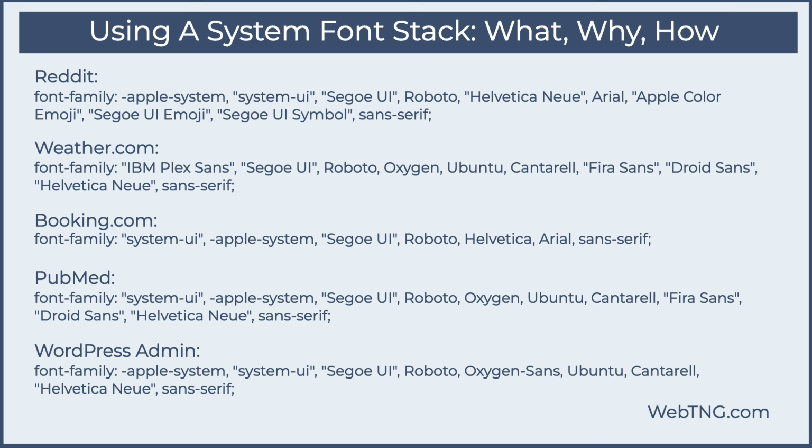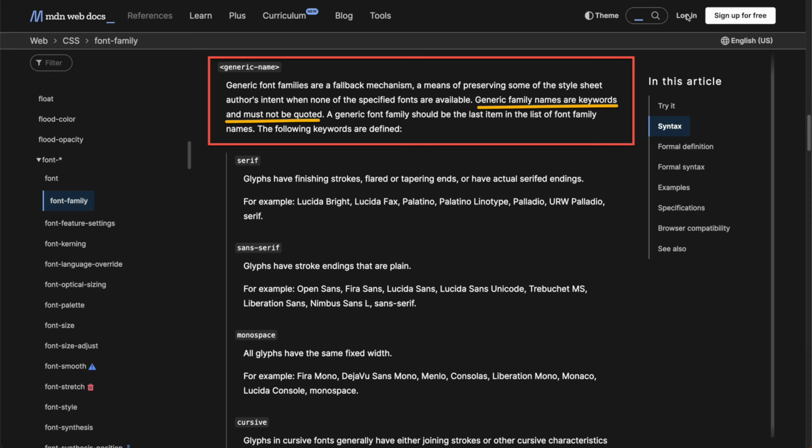I want to show you what I chose and explain that. But before we go on to the next slide, take a look at the System UI syntax that Reddit, Booking.com, PubMed, and WordPress admin have. You notice that it's in double quotes. And if you look at a large number of big sites all over the internet, you'll find that it's in double quotes. However, if we look at the documentation on the Mozilla Developer Network, you'll see that it explicitly says it should not be quoted.